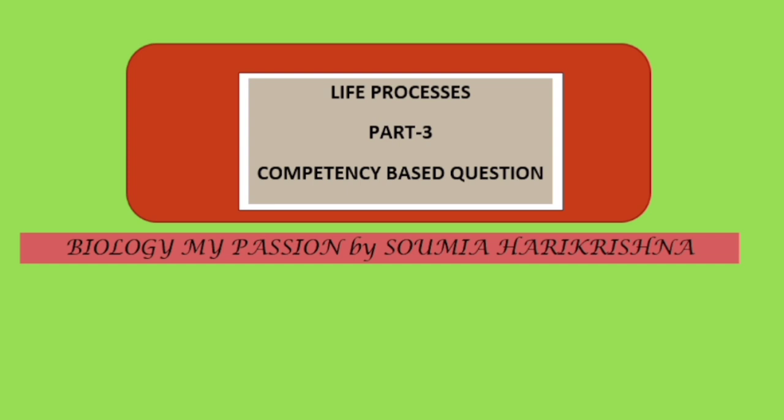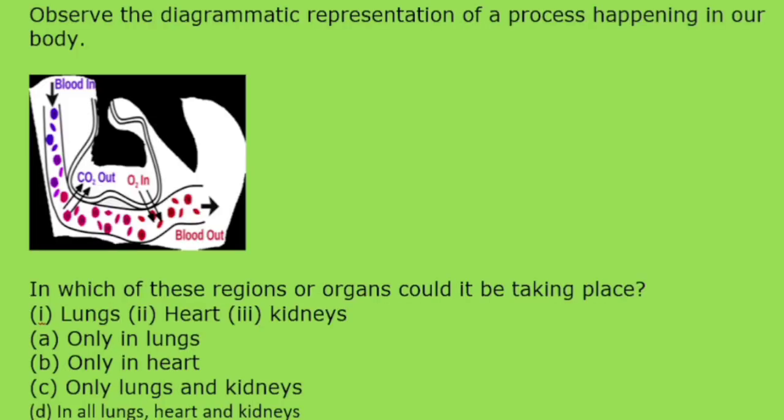Without much ado, let's start the first question. Observe the diagrammatic representation of a process happening in our body. In which of these regions or organs could it be taking place? Lungs, heart, kidneys. First you see the diagram, it shows exchange of gases. But you can see that from the blood carbon dioxide is going out and oxygen is entering into the blood. This can happen only in the lungs between alveolar capillaries and air in the alveoli. So we can find the answer only in lungs.